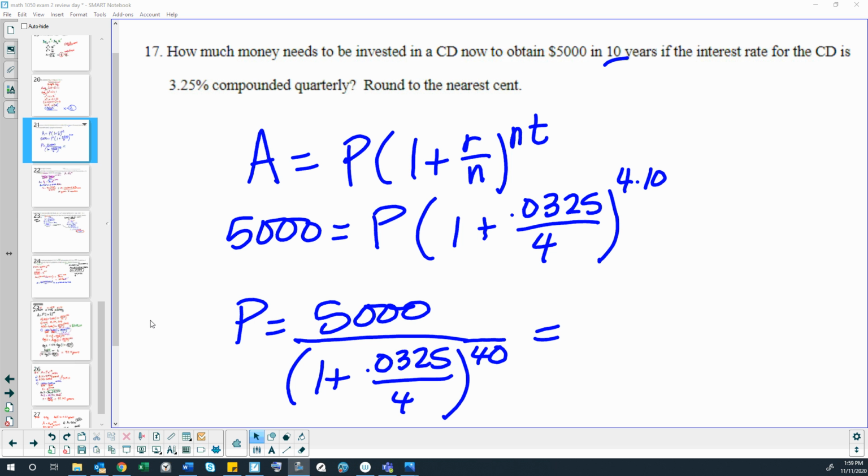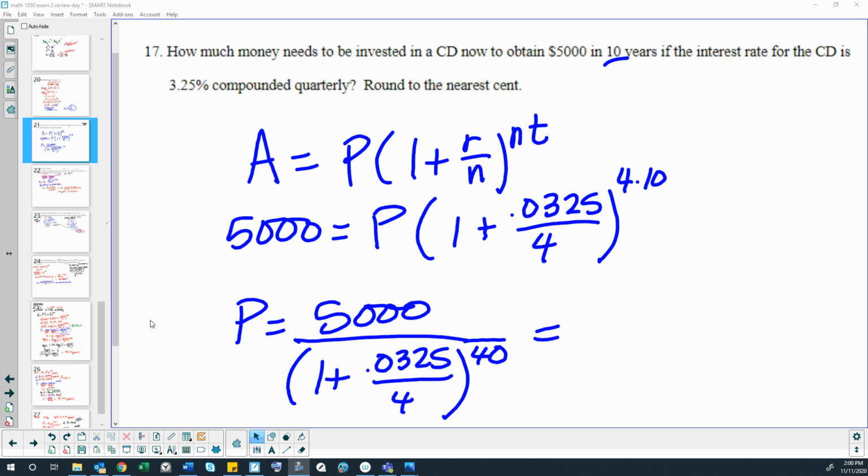Invested in a CD now to obtain $5,000 in 10 years if the interest rate for the CD is 3.25% compounded quarterly. Round to the nearest cent. So the formula we're going to use is the compound interest formula, but not the compounded continuously formula. So we use the formula A equals P times (1 plus r over n) to the nt power. So amount is principal times 1 plus rate divided by number of compoundings, and then that whole thing to the number of compoundings times T power.